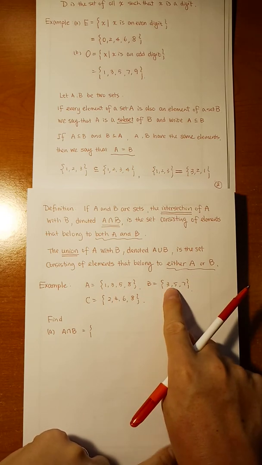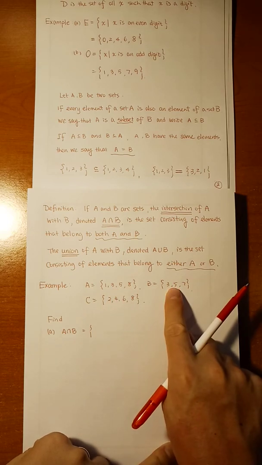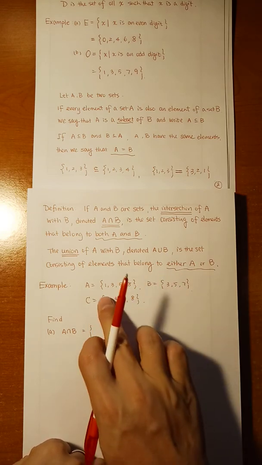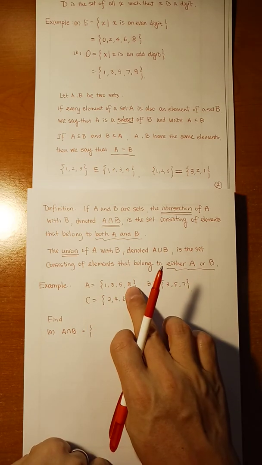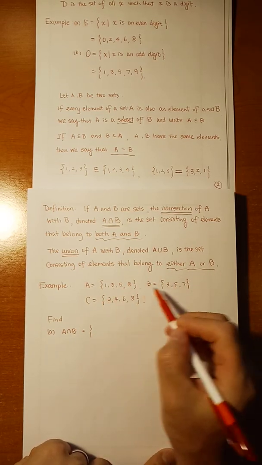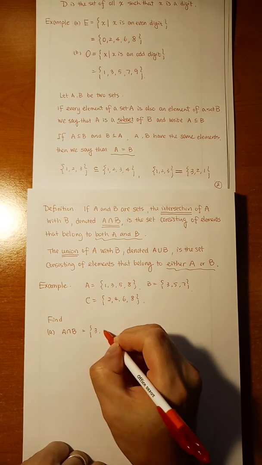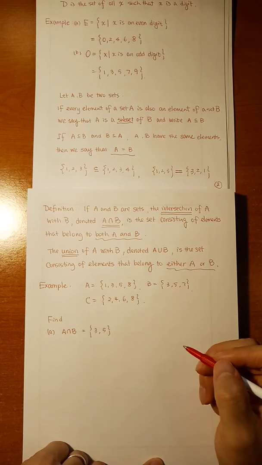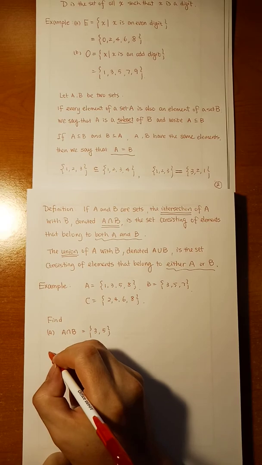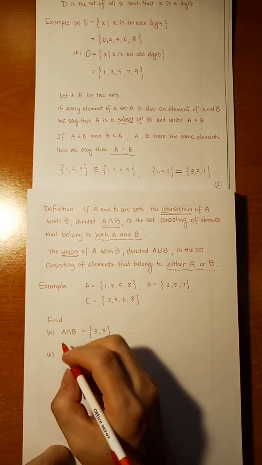You just see the repeated elements. 3 is here, 3 is also here, it is repeated. 5 is here, 5 is here. So only those 2 elements are repeated. 1 is here but not in the second one. 8 is in A but not in B. 7 is in B but not in A. So only 3 and 5 are repeated. So the intersection is 3, 5. Okay, that's an intersection, cap, A cap B.